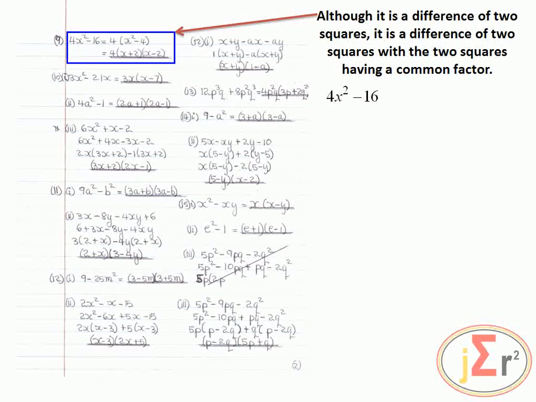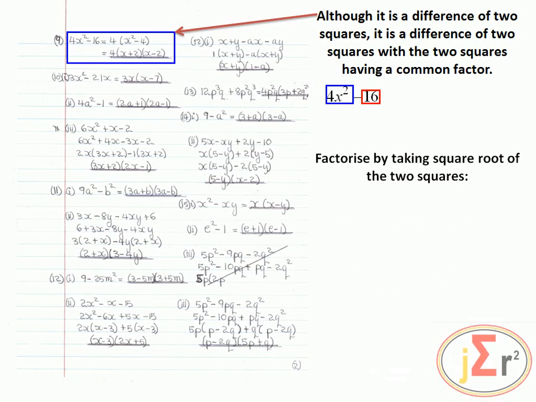But as it is said before, we need to continue if it is possible that we can go through further steps in factorization. So although it is a difference of two squares, this expression that we have is a difference of two squares with the two squares having a common factor. Factorize by taking the square root of the two squares. That's how we factorize the difference of two squares. Take the square root of the two squares.